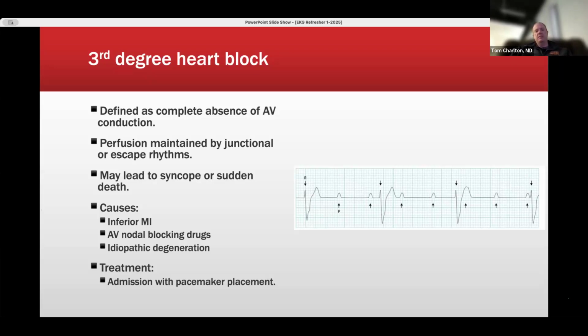This is commonly caused by previous myocardial infarctions, as well as some of the AV nodal blocking drugs like the digoxin and Cardizem that we talked about earlier. And sometimes this just represents somebody's electrical system failing. We will see this in the elderly where they will have an AV node that is just functioning enough some of the time, but then other times it just stops working. With these, it's virtually always admission with a permanent pacemaker being placed, regardless of whether they're symptomatic or not.